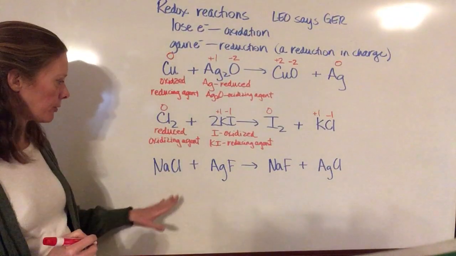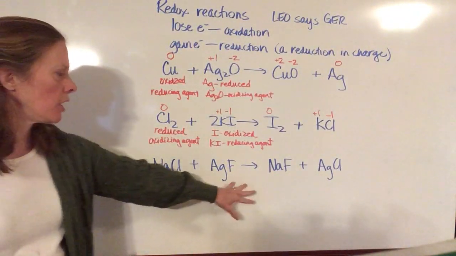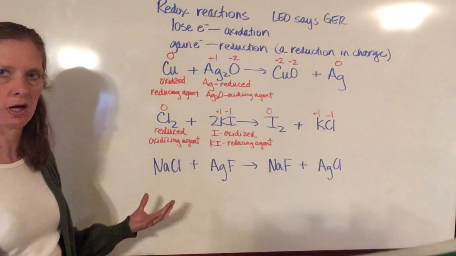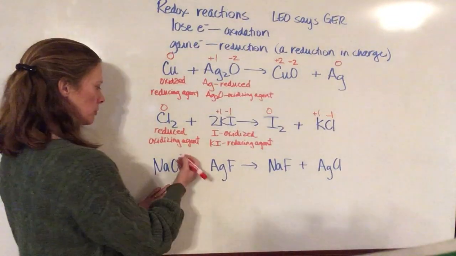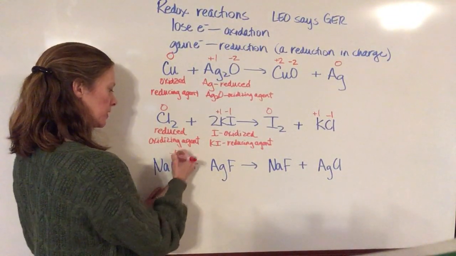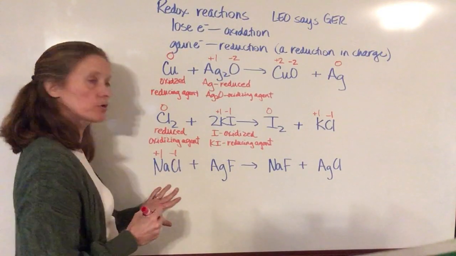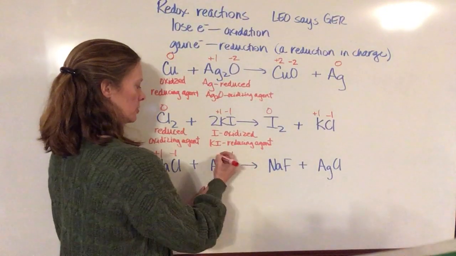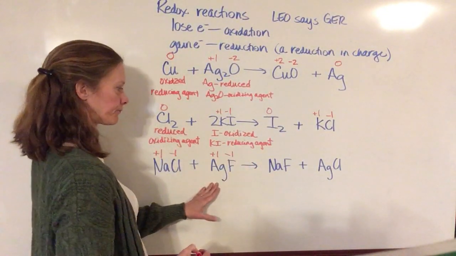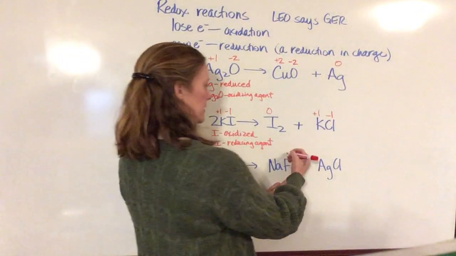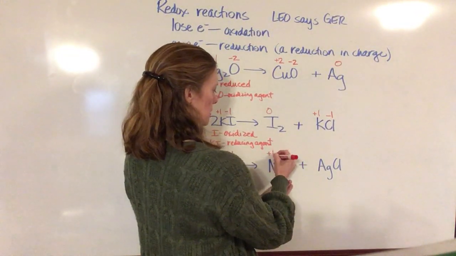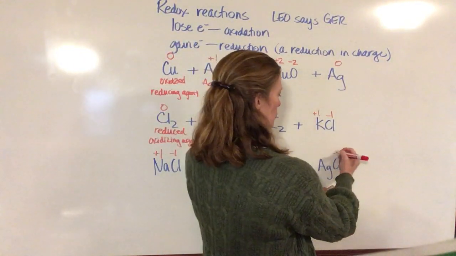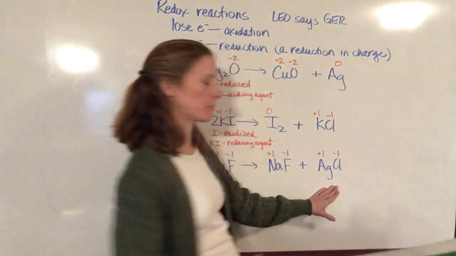Okay? One more example. NaCl plus AgF yields NaF plus AgCl. So once again, we need to go in and assign oxidation numbers. Group 7A, the chlorine normally has a -1. Sodium's going to be +1. Fluorine, we know, always has a -1 charge. So the silver will be +1. Over on the other side, fluorine again is going to have a -1, which means the sodium has a +1. And then AgCl, chlorine has a -1, silver has a +1.